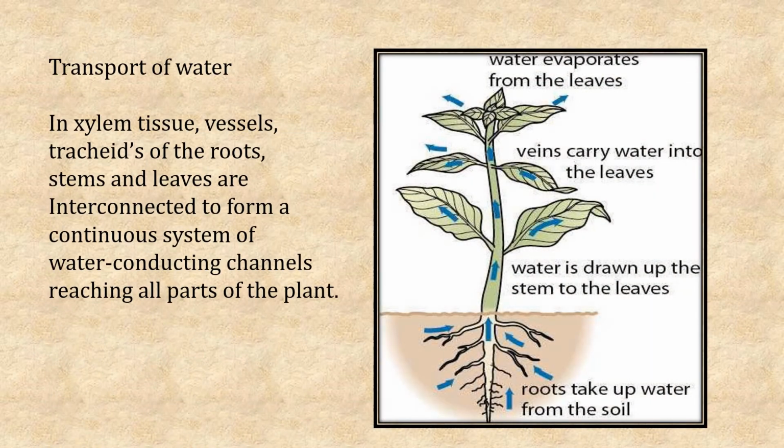Transport of water. In xylem tissue, vessels and tracheids of the roots, stems, and leaves are interconnected to form a continuous system of water conducting channels reaching all parts of the plant. You can see that the water is being absorbed from the roots, and the water flows towards leaves, stem, and other parts of the plants, and water evaporates from the leaves.